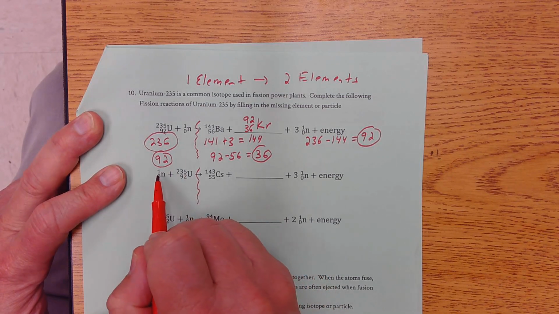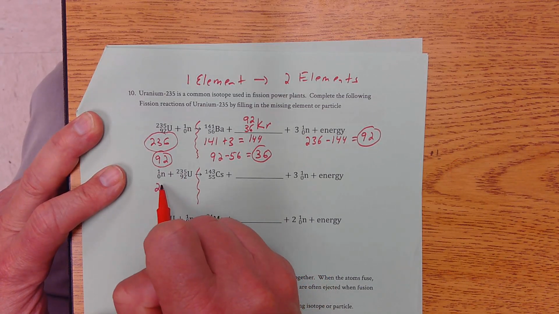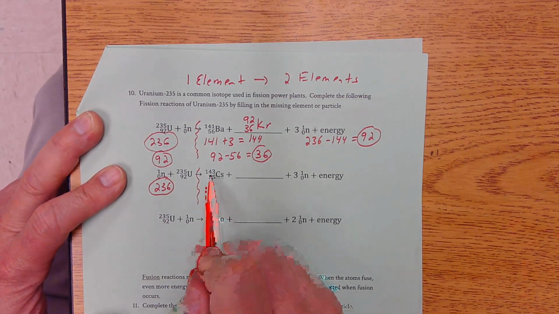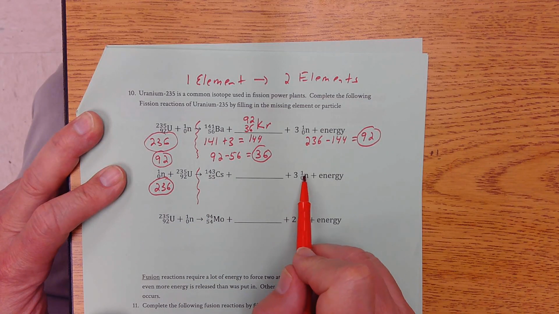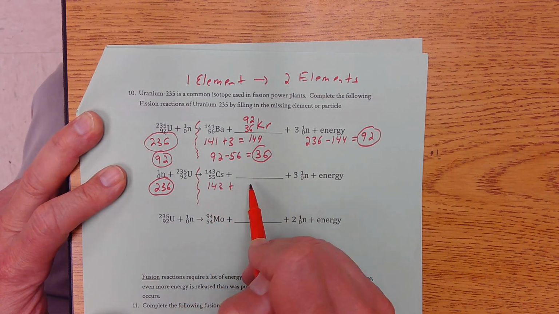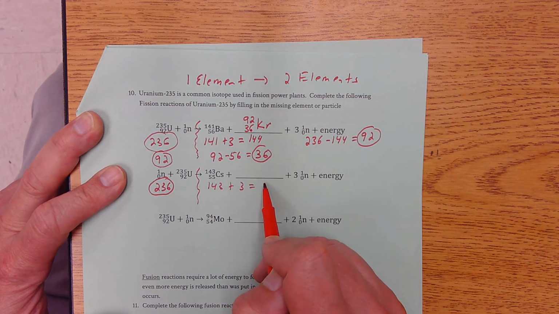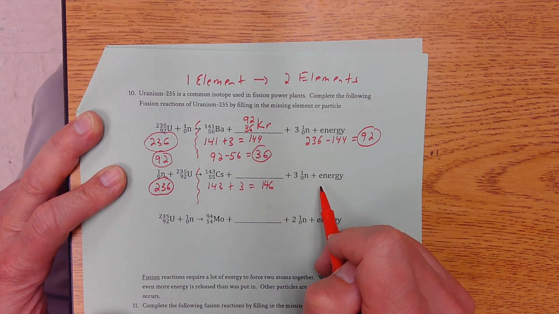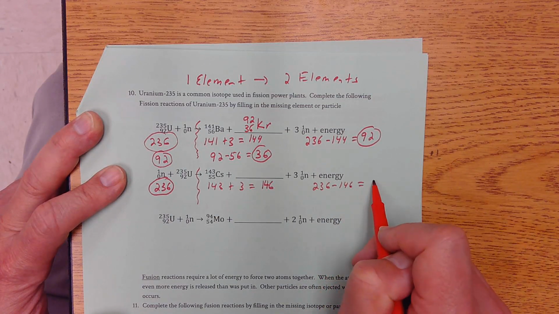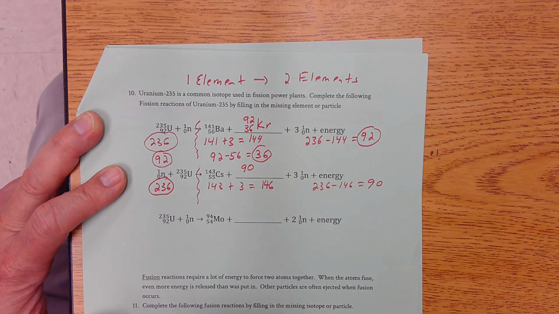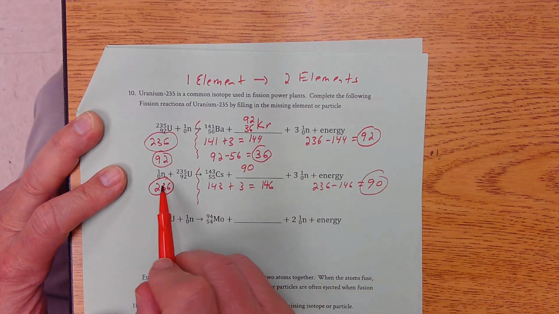Okay, so again, we have 1 plus 235, so we have 236 on this side. It's not always going to be 236, but this time it happens to be. If we look here, we got cesium and 3 neutrons there, so we have 143 plus 3, so we have 146 here. And so my missing amount of mass would be 236 minus 146, or 90. So our missing mass here is 90. Okay?